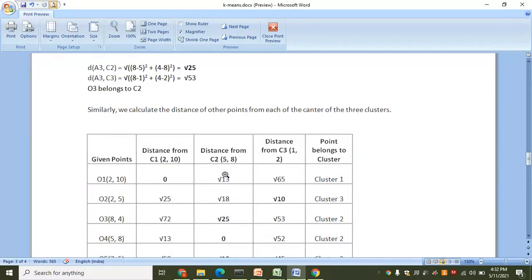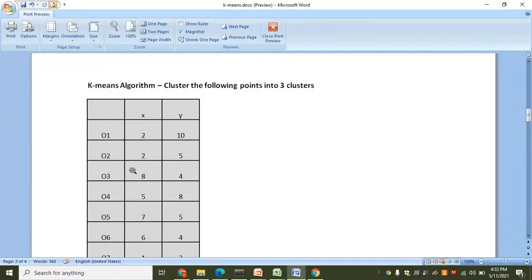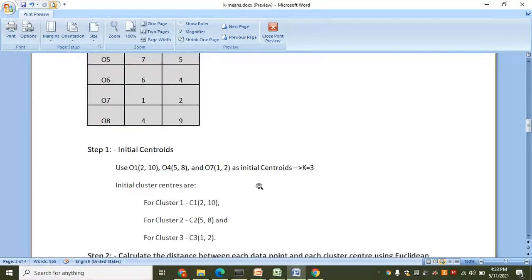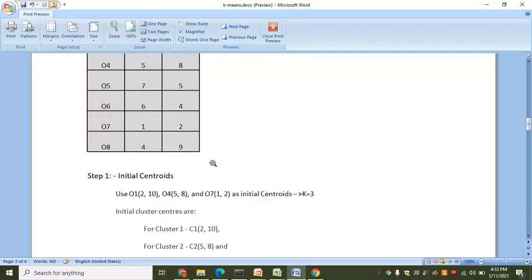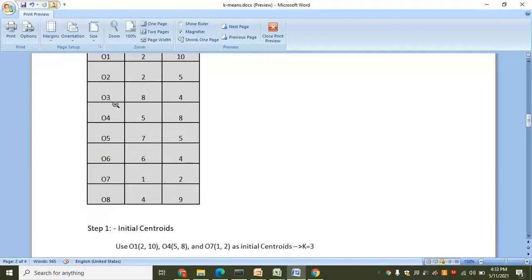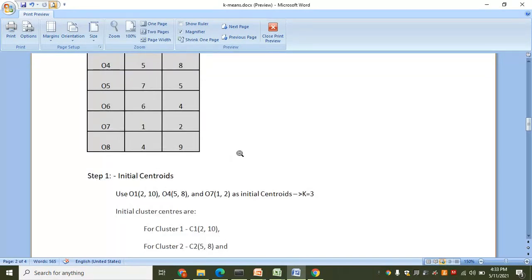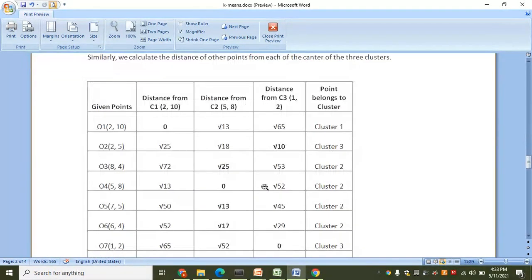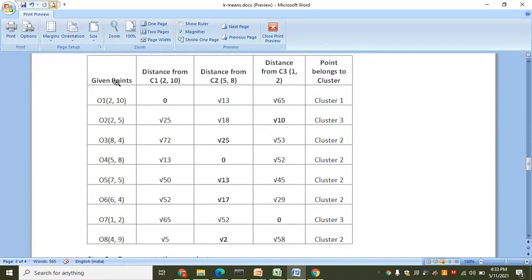Similarly, we need to calculate the distance of all other points in the data set: O1, O2, O3, O4, O5, O6, O7, O8. The distances between all these data points and the three clusters should be calculated. So the distance of object 1 with C1, C2, C3, and distance of object 2 with C1, C2, C3, and distance of object 3 with C1, C2, C3, up to distance of object 8 with C1, C2, C3 will be calculated, and it is tabulated here. So these are the 8 data points and their distances from C1, C2, C3.